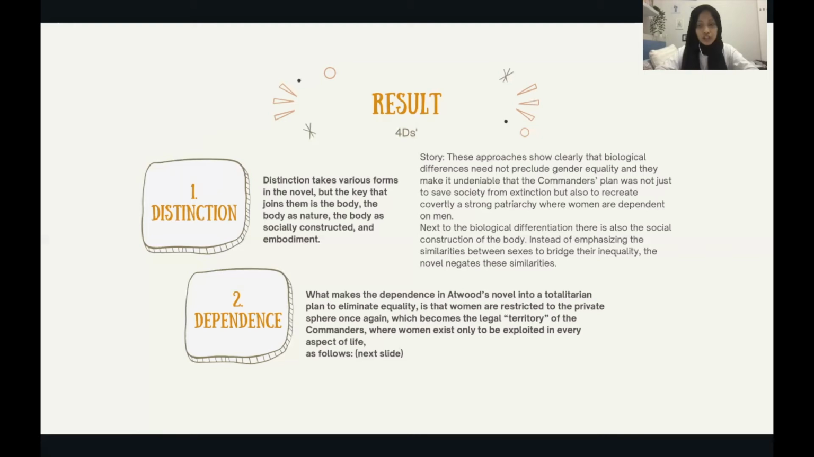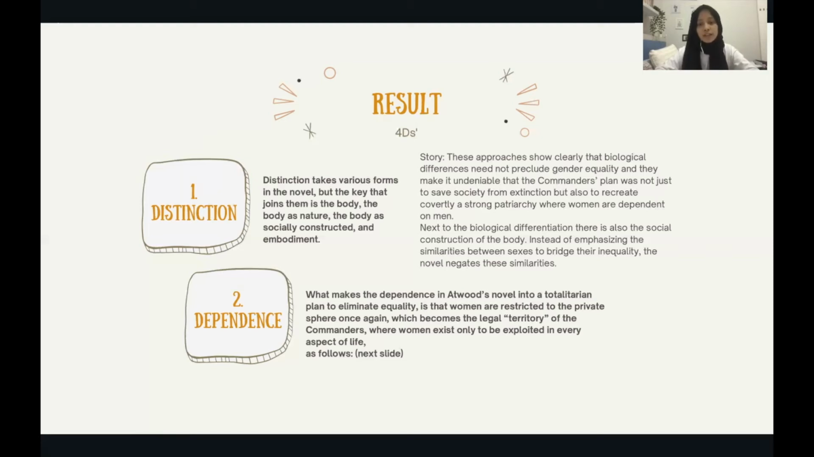Next to the biological differentiation, there is also the social construction of the body. Instead of emphasizing the similarities between sexes to bridge their inequality, the novel negates these similarities. And the second is dependence.